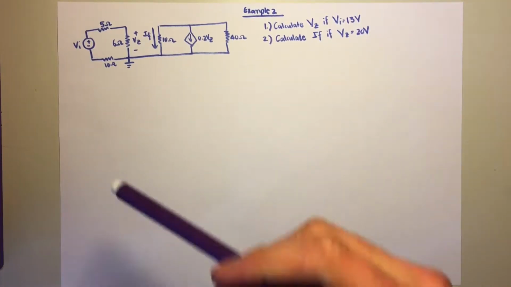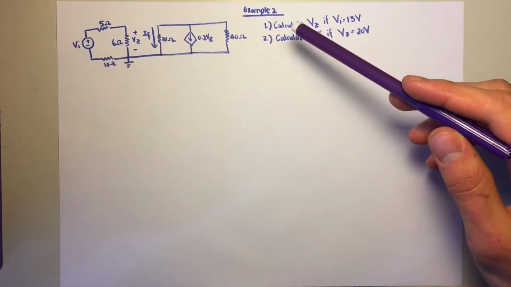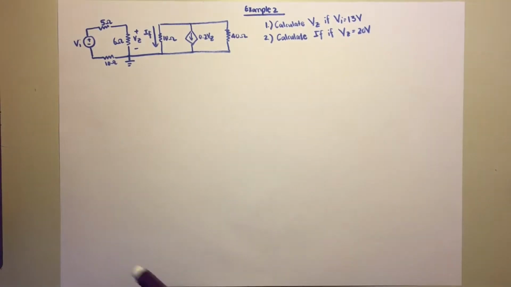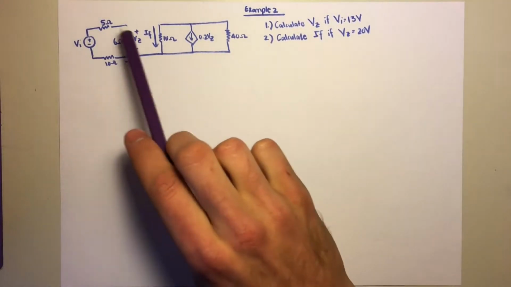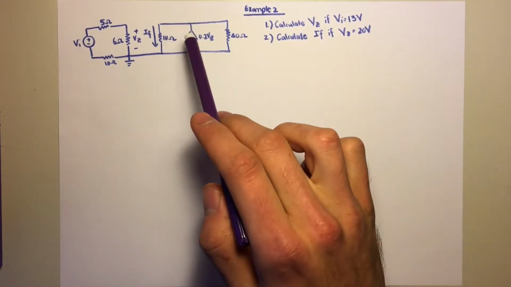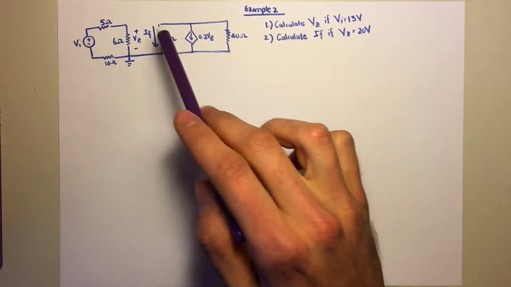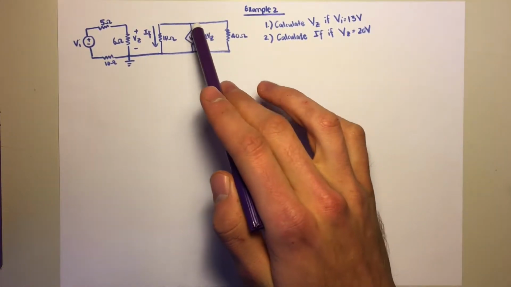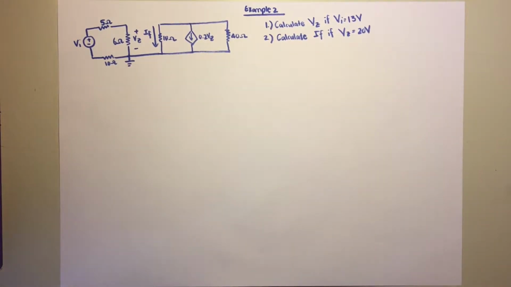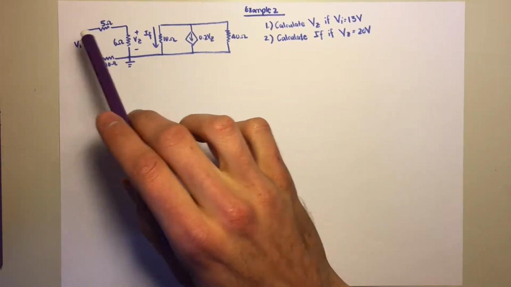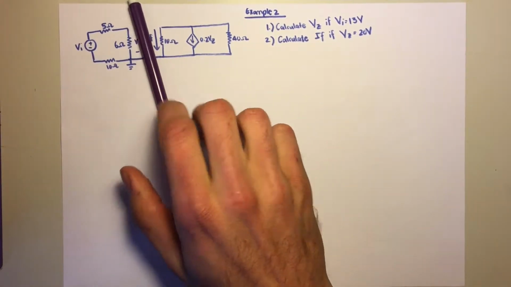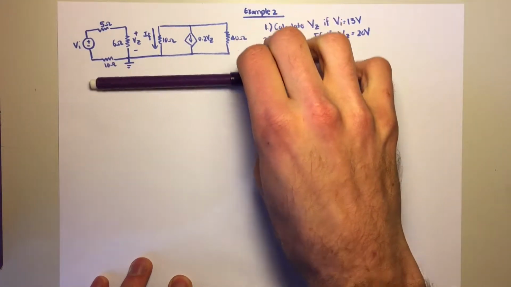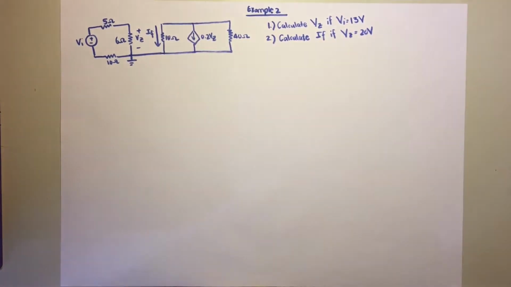Okay, so example 2, we're given this circuit, and we're asked to calculate number 1. Calculate VZ if VI equals 13 volts. If we have a look at the circuit, we can see we have some loops. There's a current source there, and there's another current source there that we're given. But we're first asked to work out VZ if VI equals 13 volts, and these two parts of the circuit are essentially separate because they're only connected by the ground at the bottom. They're not connected at the top at all.